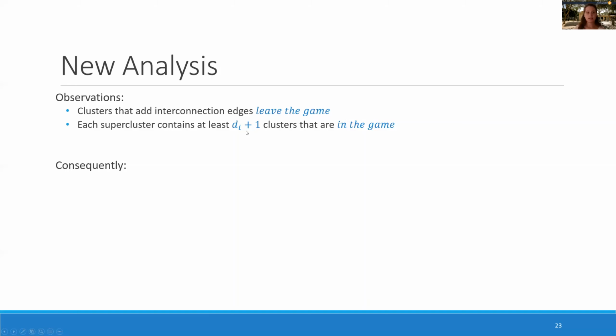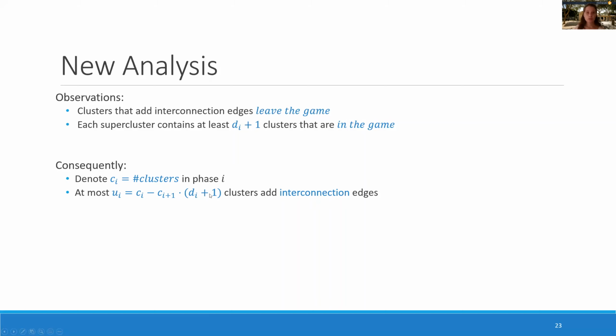So we mark by Ci the number of clusters that we started with in phase i. And then we upper bound the number of clusters that add interconnection edges. The number of clusters that add interconnection edges must be at most the number of clusters we started with minus the number of superclusters that we formed times the degree parameter +1, because we know that every supercluster took with it at least di+1 clusters.